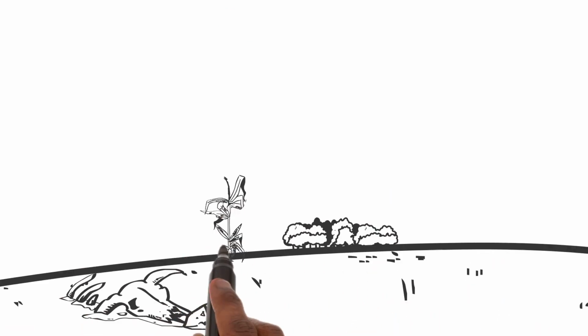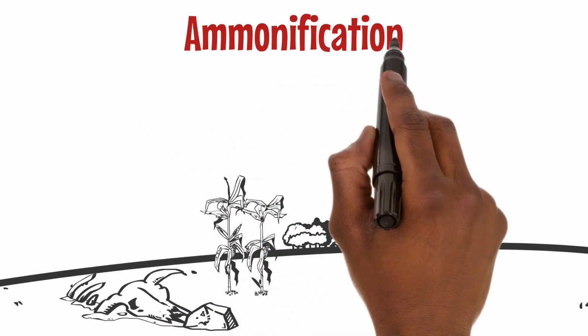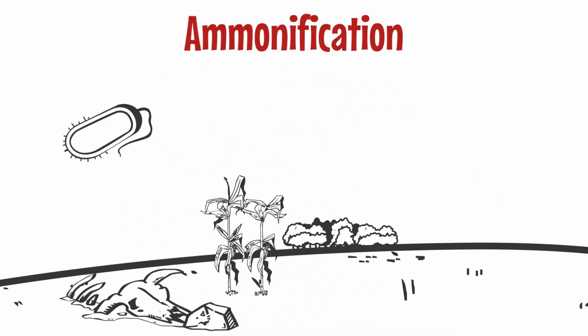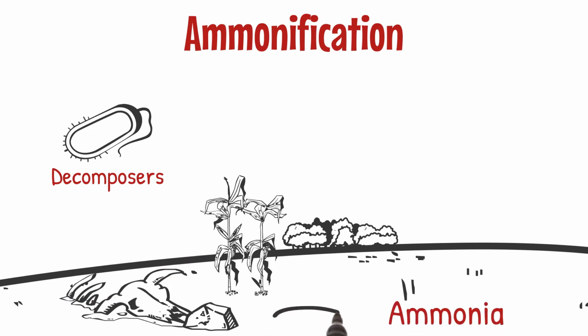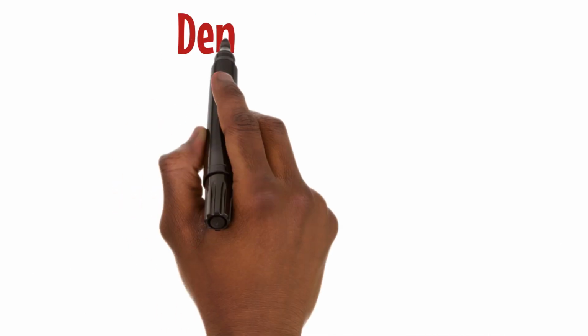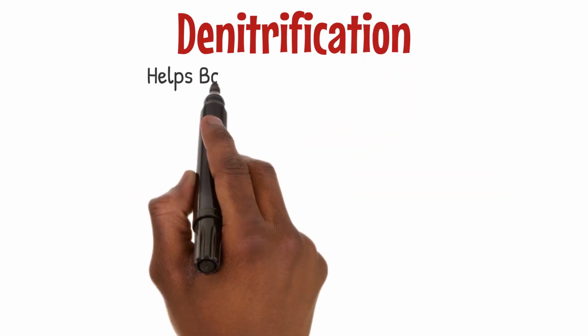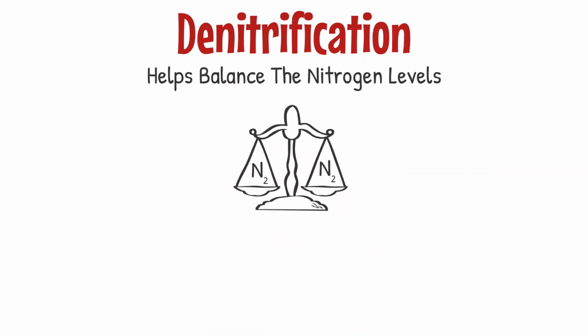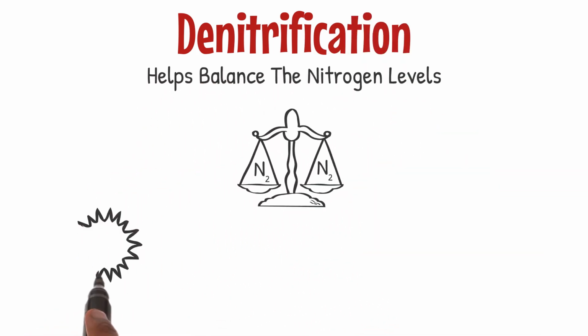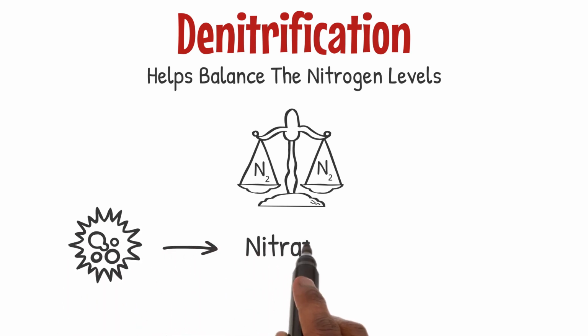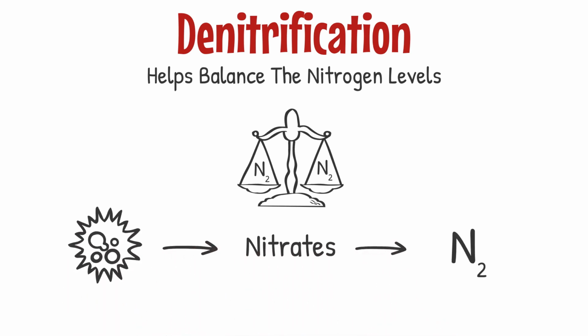But what happens when plants and animals die? Ammonification comes into play. Decomposers break down organic matter, releasing ammonia back into the soil. Lastly, denitrification helps balance the nitrogen levels in the atmosphere. Certain bacteria convert nitrates back into atmospheric nitrogen, completing the nitrogen cycle.